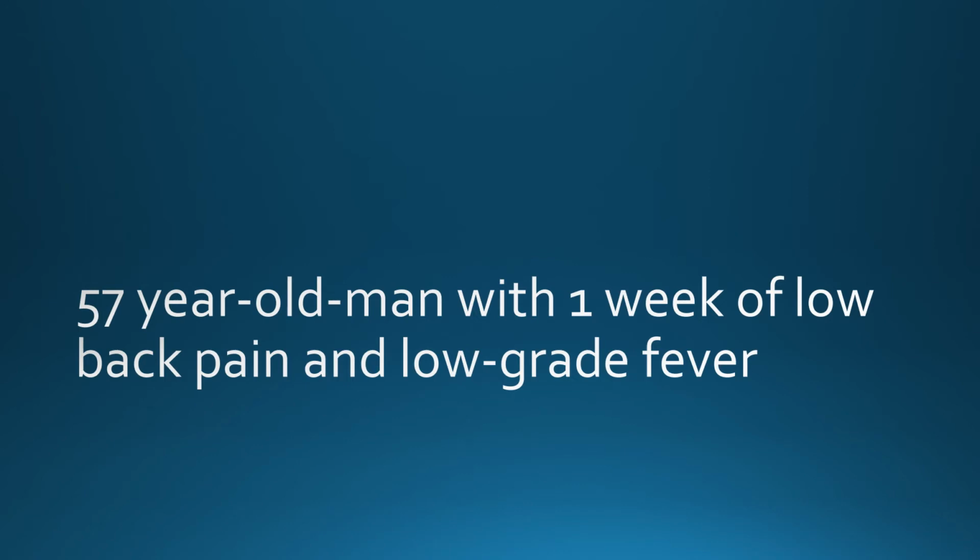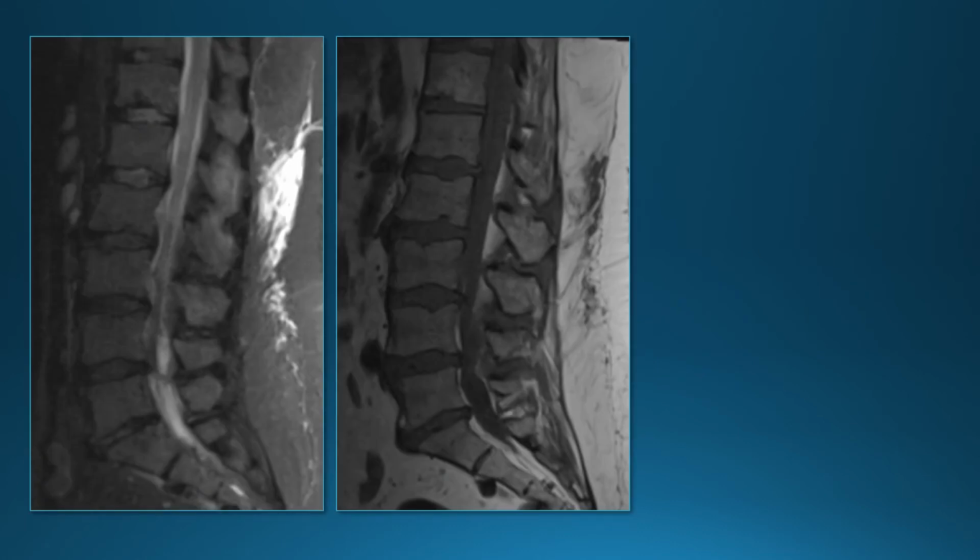57-year-old man, 1 week of low back pain and low-grade fever. STIR and T1 weighted images. On the STIR images, the vertebrae and discs look pretty good. Looks like there's something going on back here. On the T1, you can see normal epidural fat here.